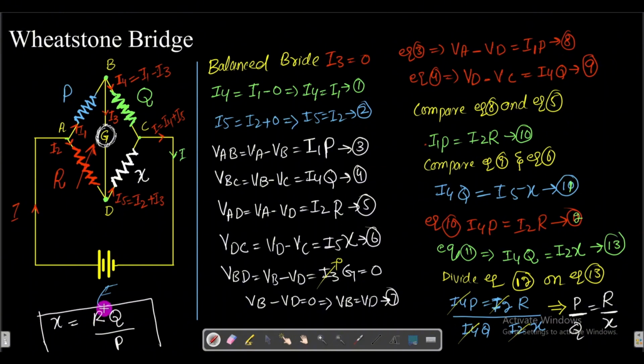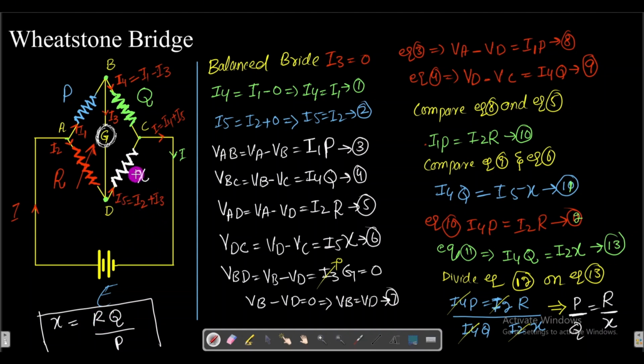So if the value of R is known, the value of resistor Q is also known and the value of P is known, then we will find the value of X from that when the bridge is balanced, meaning the current I3 through this galvanometer is 0. So the aim of this bridge and the aim of this arrangement of the resistors is to find the resistance of an unknown resistor.